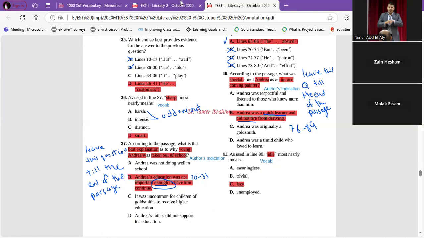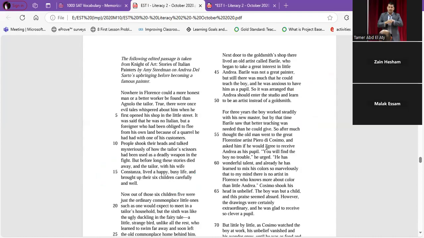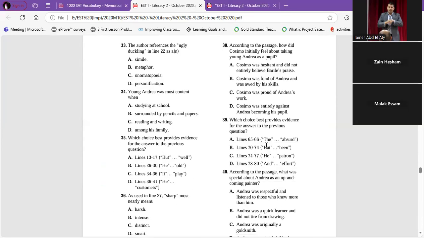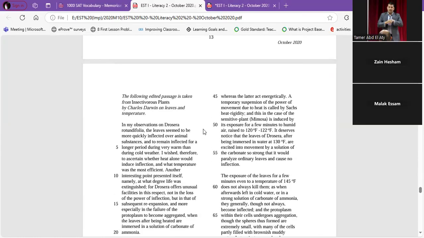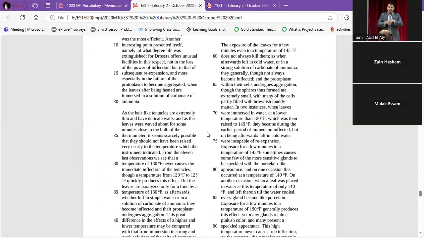Okay. That is going to be the last homework, I promise you. Next time, I'm going to revise the last passage with you, and then we're going to take the first timed test. The first timed test is going to be Literacy 1. Literacy 1 relates to the old grammar rules and writing rules.